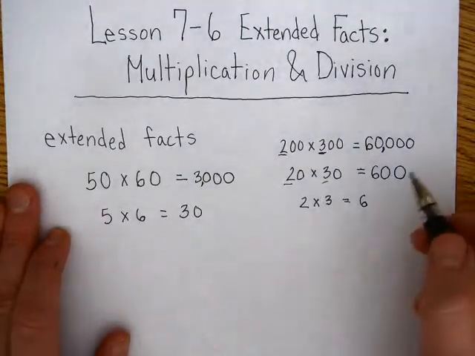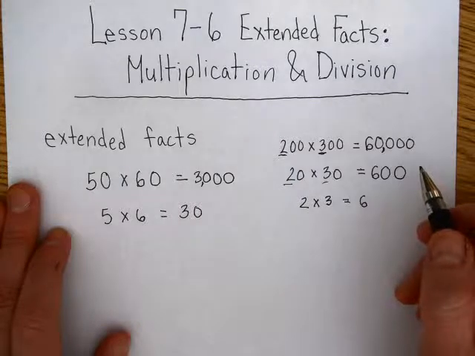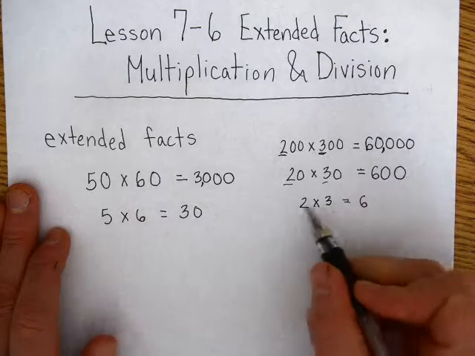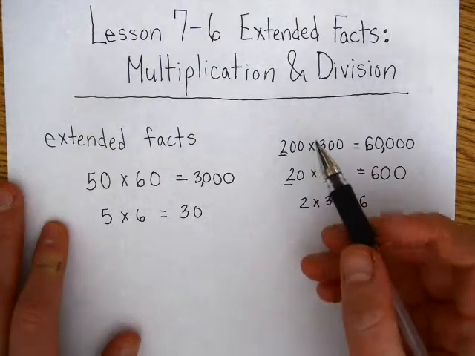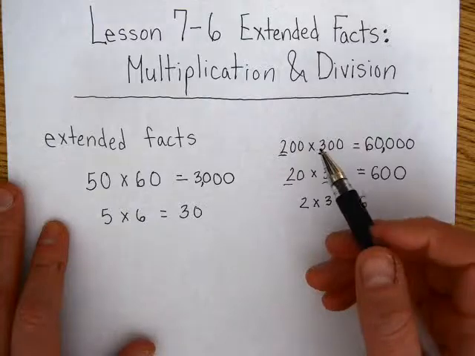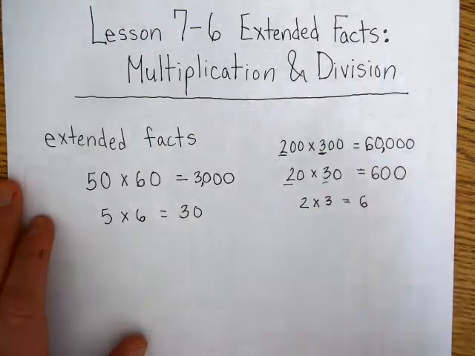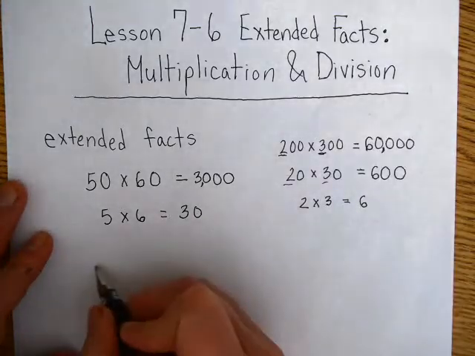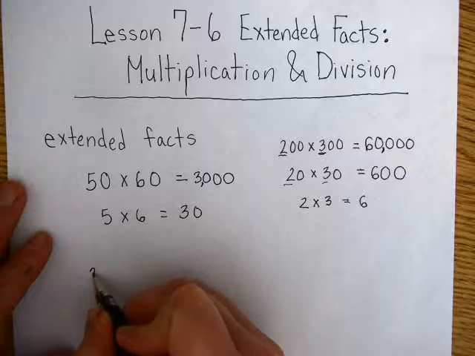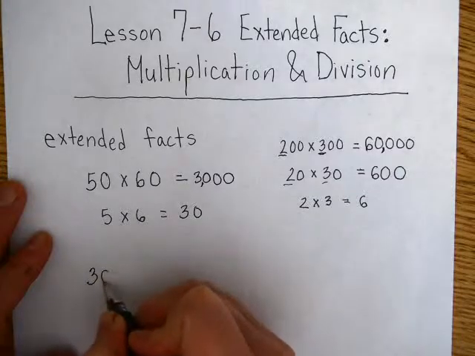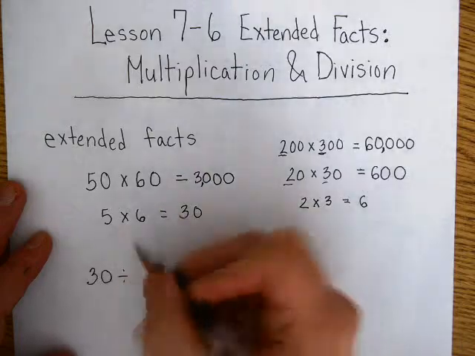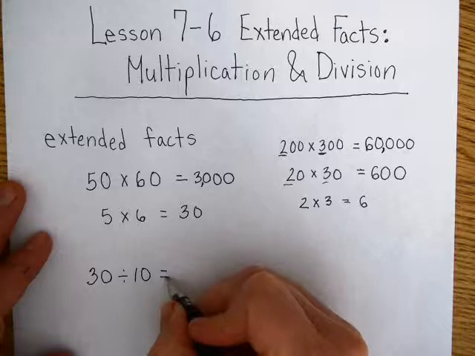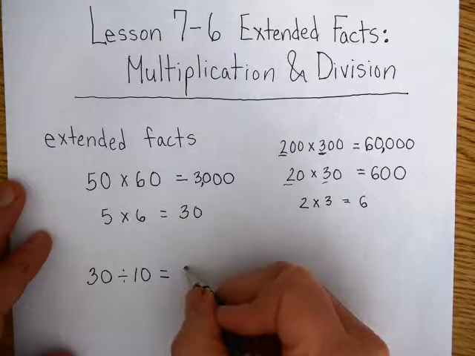So kids are learning some really impressive things in this lesson with the extended facts, because suddenly they go from being able to do some basic multiplication to being able to do some really tricky multiplying and dividing. Now let's take a look at a division fact so that you can see how that works. Let's do 30 divided by 10. We'll do one that's kind of more simple to see. 30 divided by 10 is 3.